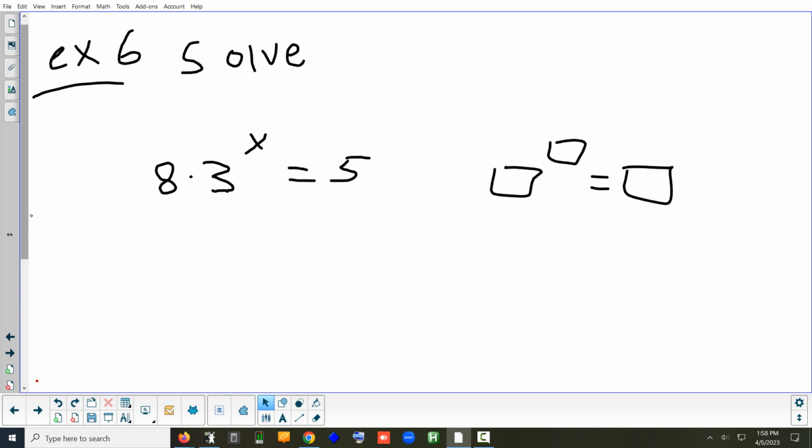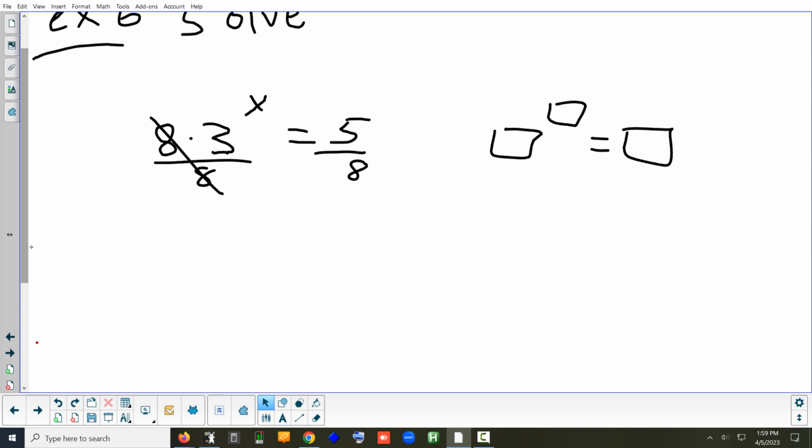You can't do that because that's raised to a power, so you can't multiply these. They're not like terms, 8 and 3. Anybody see what else you can try to do? No? You divide 8 by both sides. Yep, exactly. You can divide both sides by 8. That easy. And now we have a problem exactly like the last two.